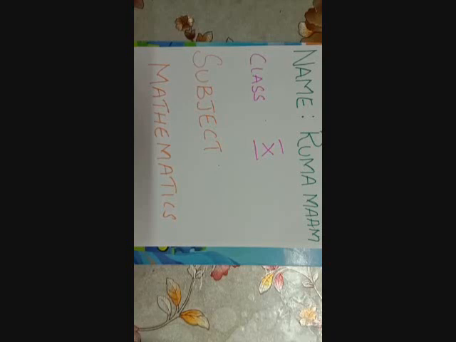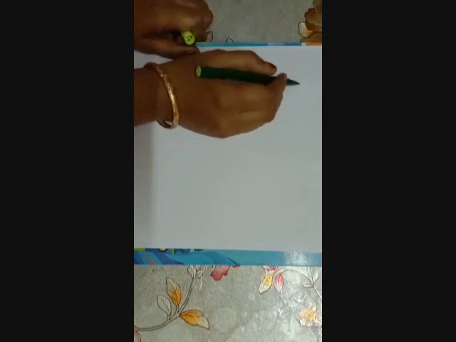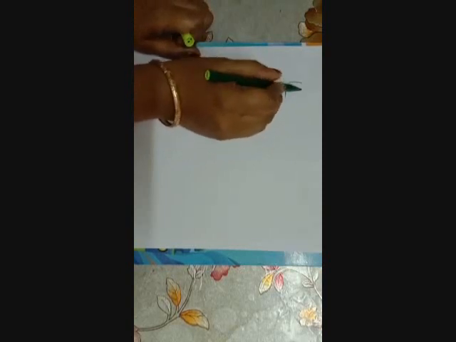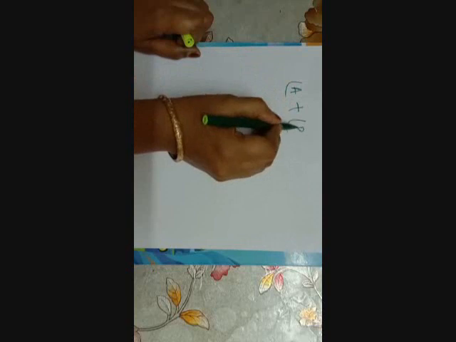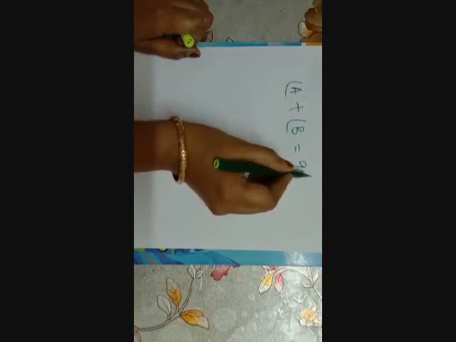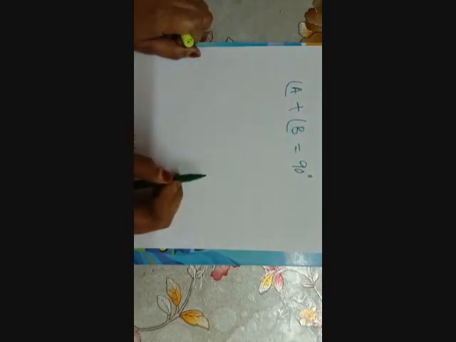Coming back to the next topic, let's start trigonometric ratios of complementary angles. What are complementary angles? Complementary angles means the sum of two angles should be 90 degrees. For example, if angle A plus angle B is equal to 90 degrees, these are complementary angles.